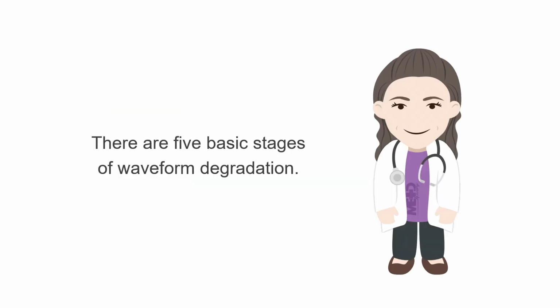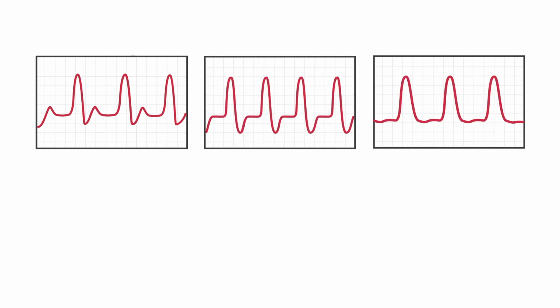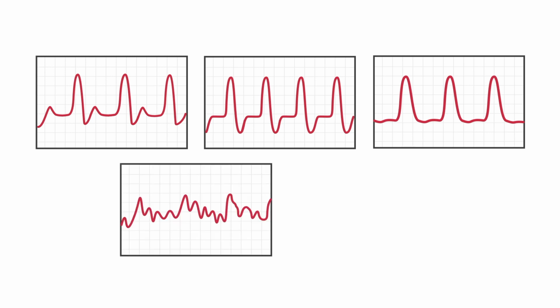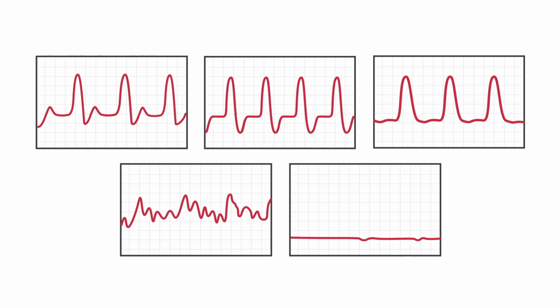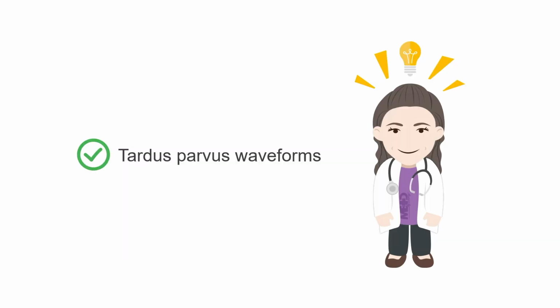There are five basic stages of waveform degradation that occur with worsening PAD. In general, two peaks and one pit is ideal and considered normal. As the PAD worsens from mild to moderate to severe, the waveform changes. The waveforms begin to decrease the number of peaks and pits and develop a rounded upstroke or humpback peaks, which are widened peaks without pits, and then they eventually lose all peaks and pits and become absent. It's important to note that dampened monophasic waveforms are also commonly called tardus parvus waveforms.